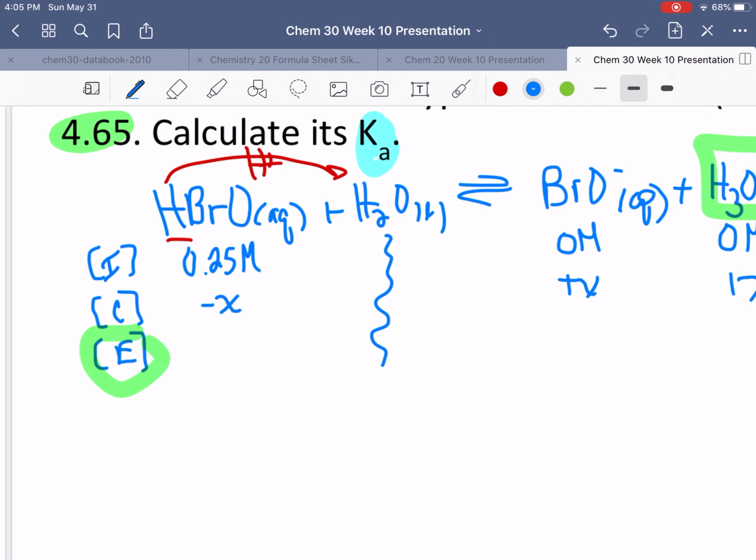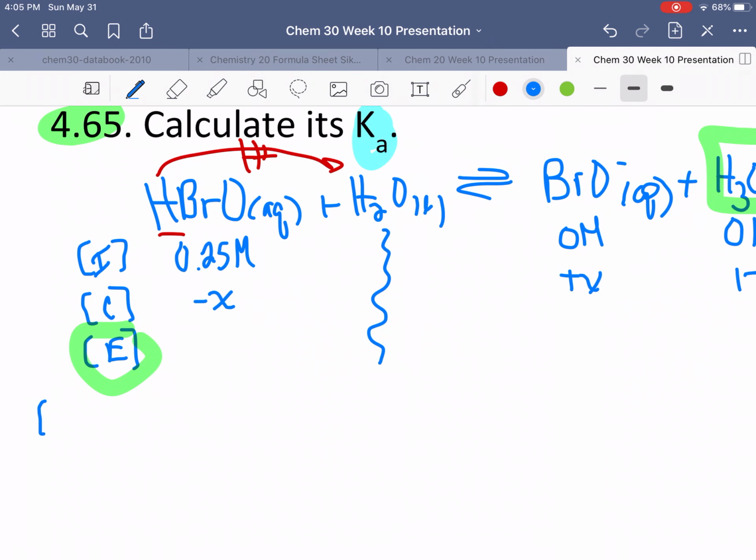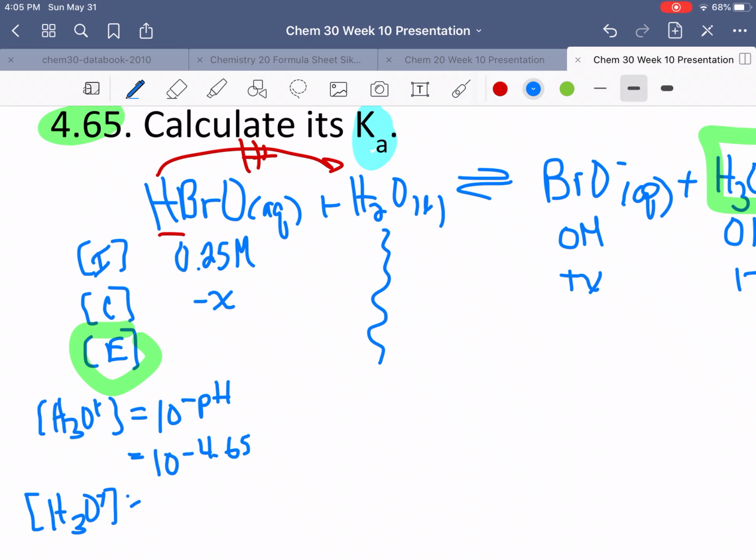So let's do some number crunching here. We know, calculation-wise, hydronium concentration is equal to 10 to the negative pH. And in this case, pH is equal to 4.65. So I plug that in. Don't round, right? You've got other stuff to do here. H3O plus is equal to 2.2387... times 10 to the negative 5 moles per liter.